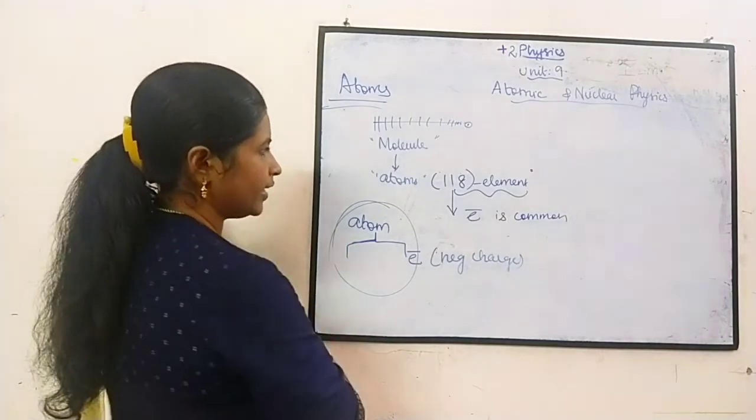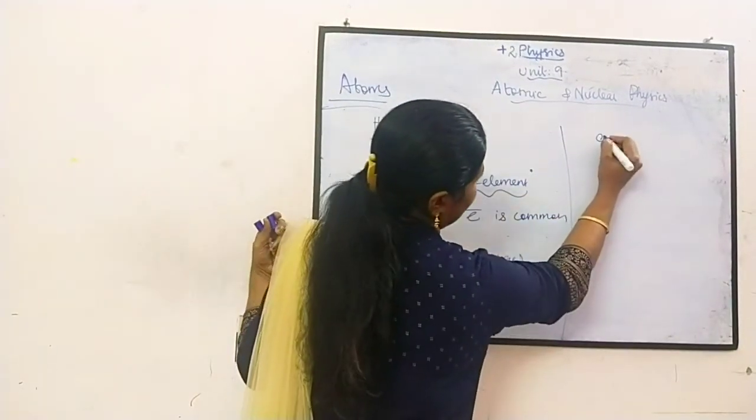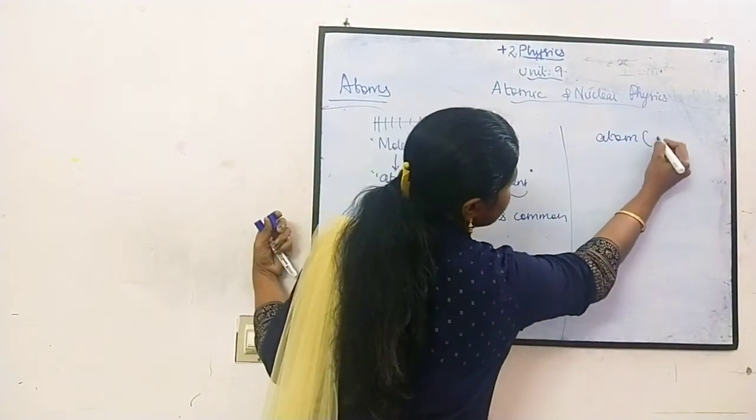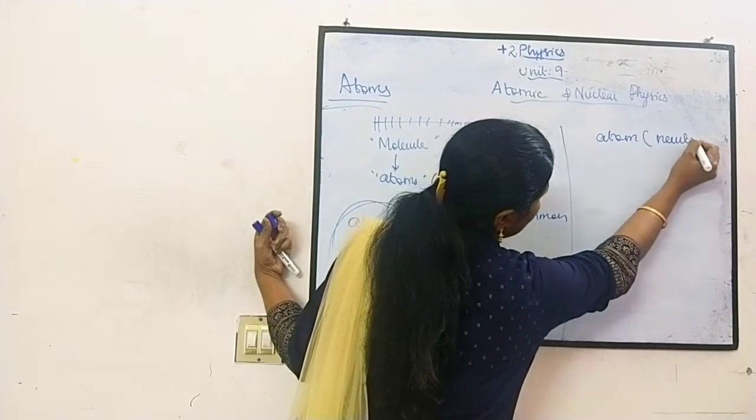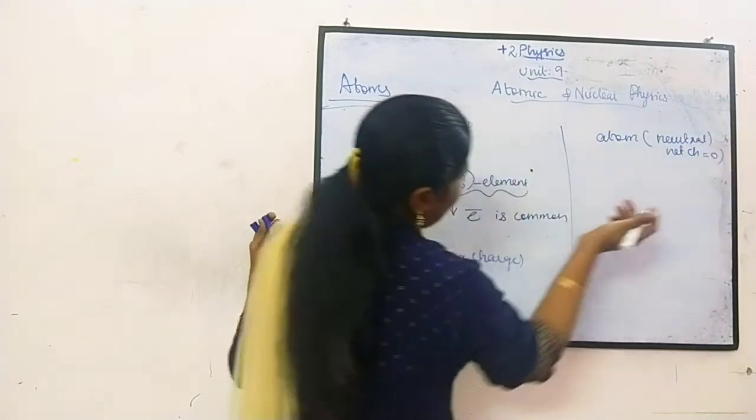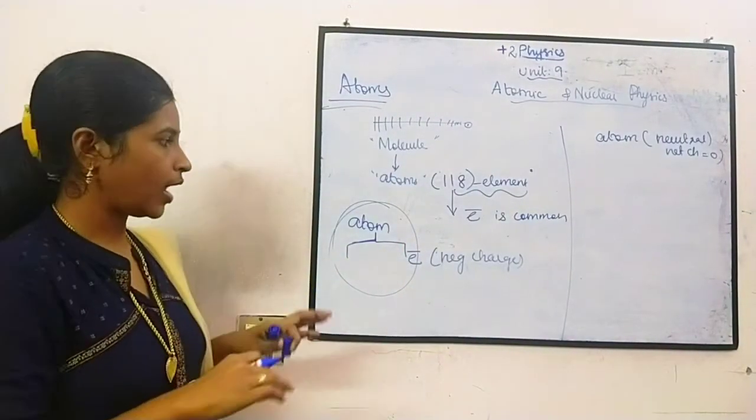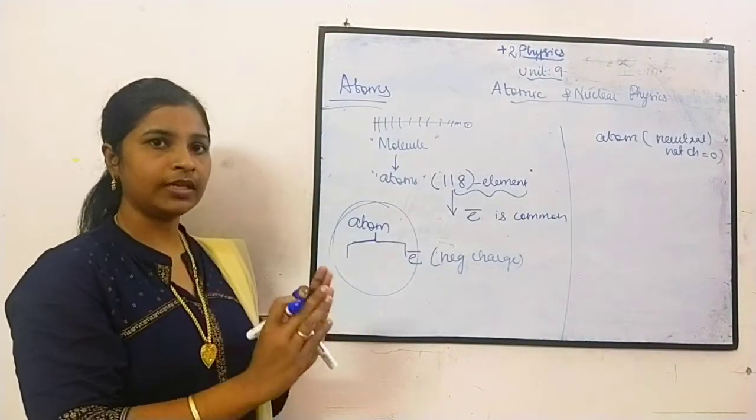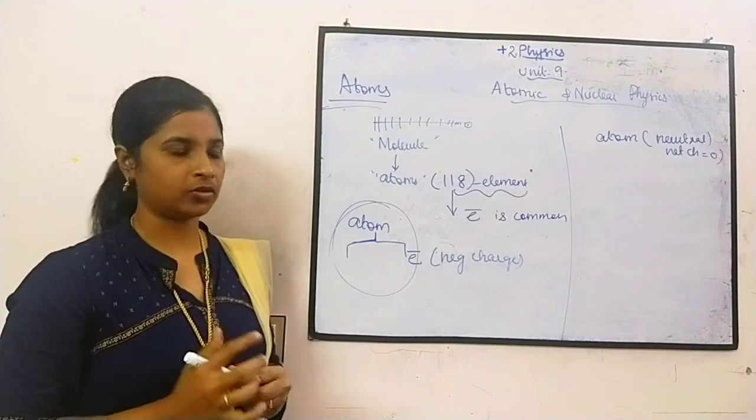Okay, so when I take an atom as a unit, it is neutral. That is, the net charge is equal to 0. But when I take an atom as a unit, why is the net charge 0? Let's see.